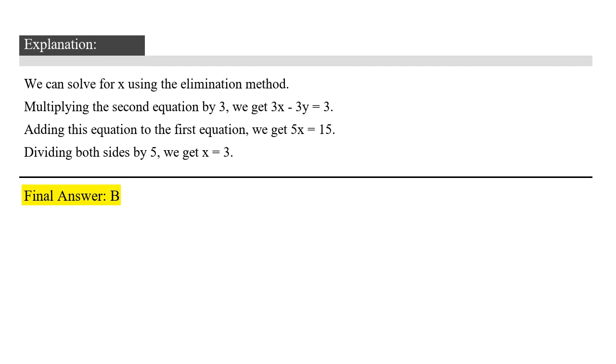We can solve for x using the elimination method. Multiplying the second equation by 3, we get 3x plus 3y equals 3. Adding this equation to the first equation, we get 5x equals 15. Dividing both sides by 5, we get x equals 3.